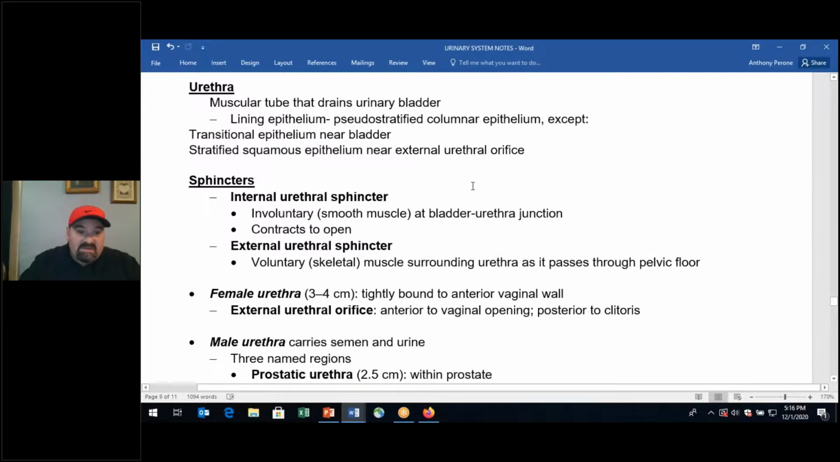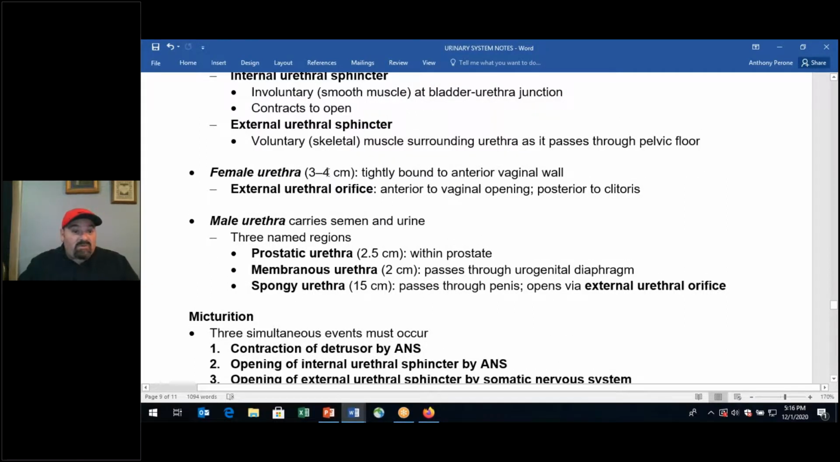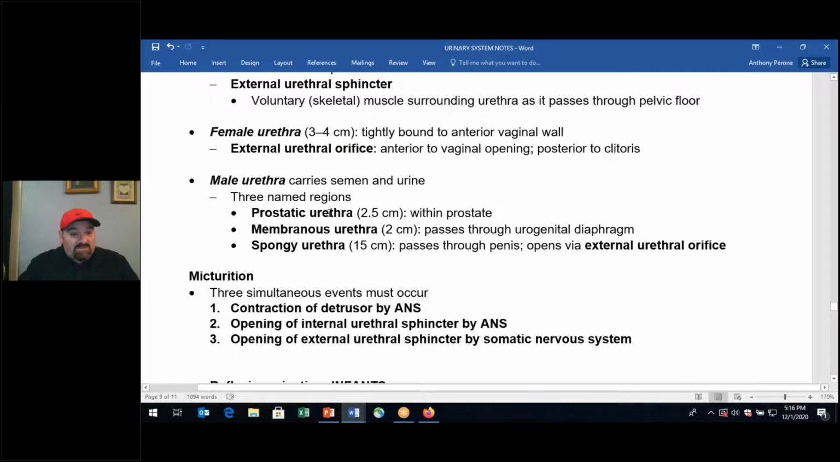You'll see here some more information regarding this. The sphincters that are present, just as in the digestive system, the internal will be involuntary, the external will be voluntary. This way we can control when we void, and as in the digestive system, when we defecate. Okay? I'm going to go over this again with you in the reproductive system, looking at reproductive anatomy, but realize that the female urethra is 3 to 4 centimeters. We're looking at prostatic, membranous, and spongy urethra. We'll look at that image when we get into the reproductive system.